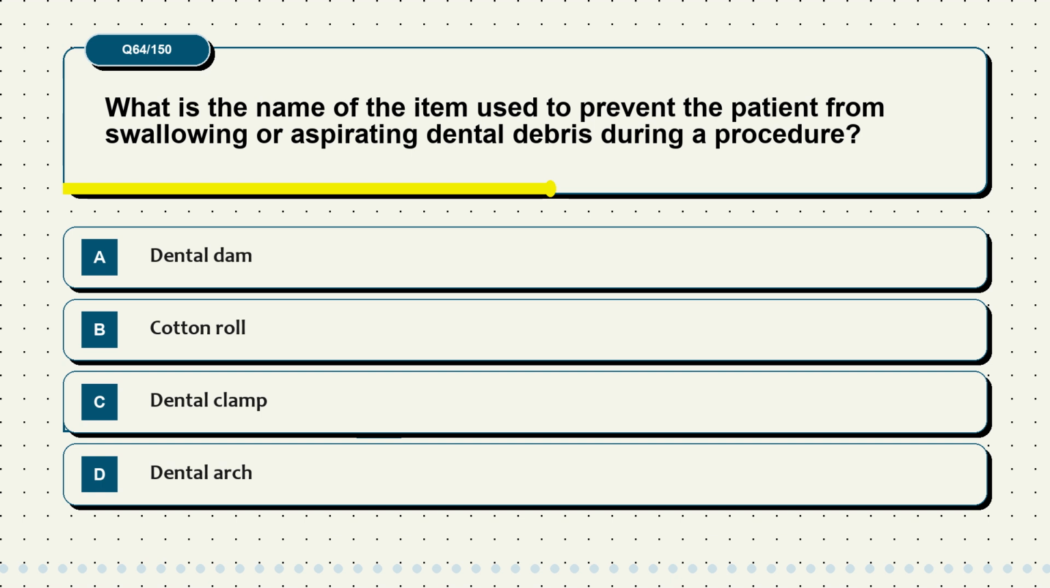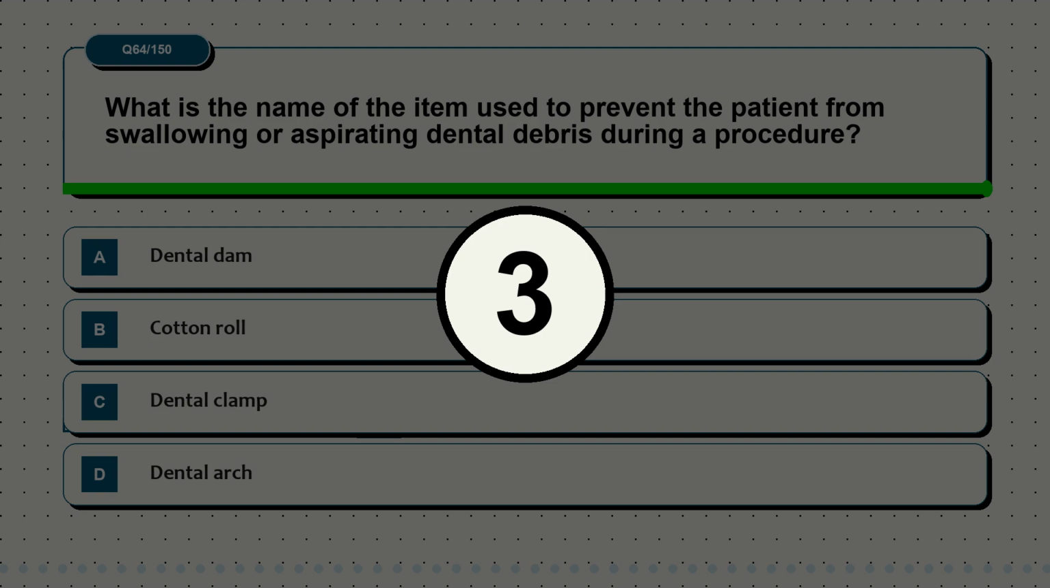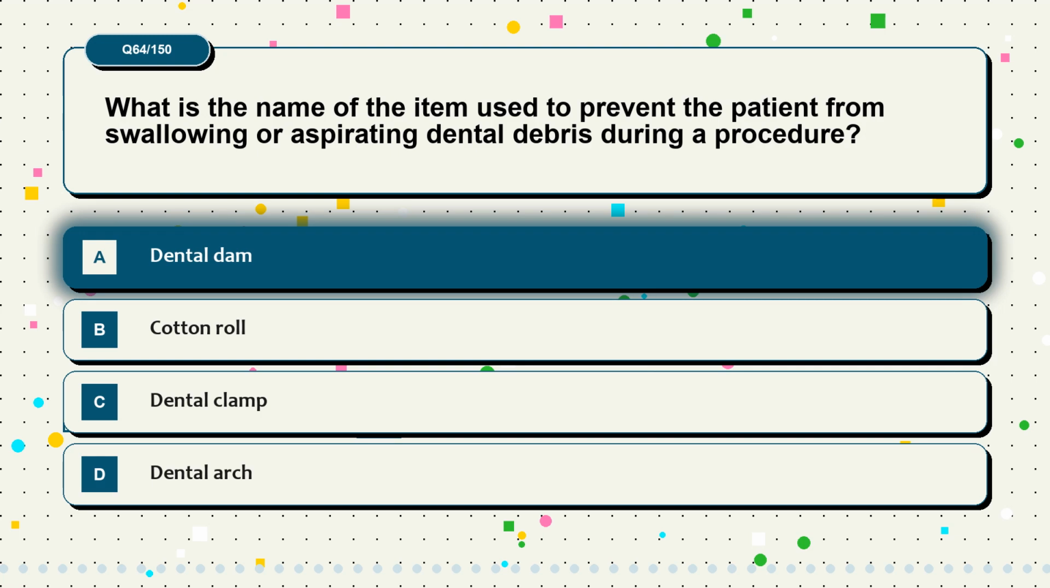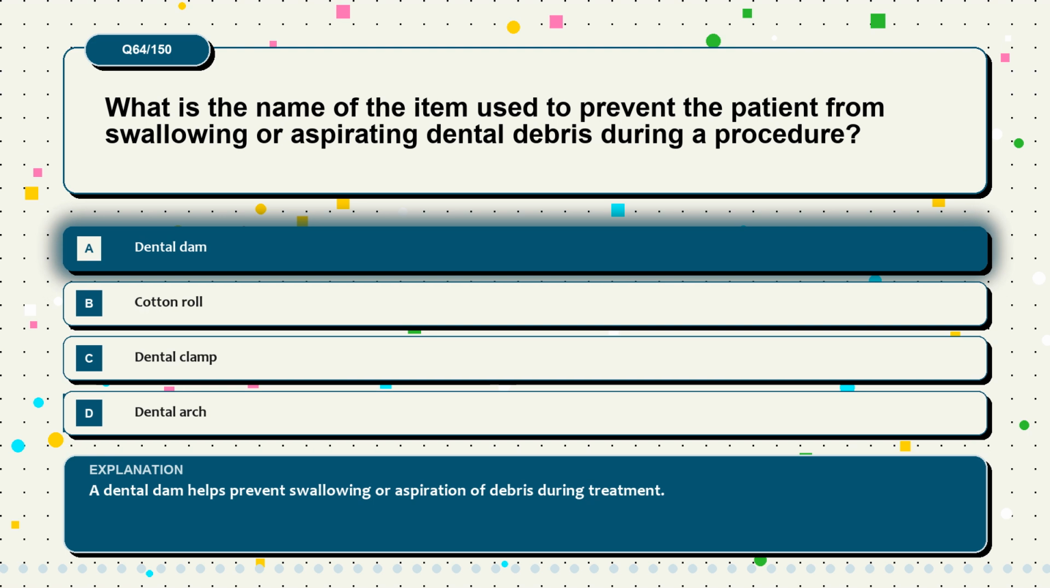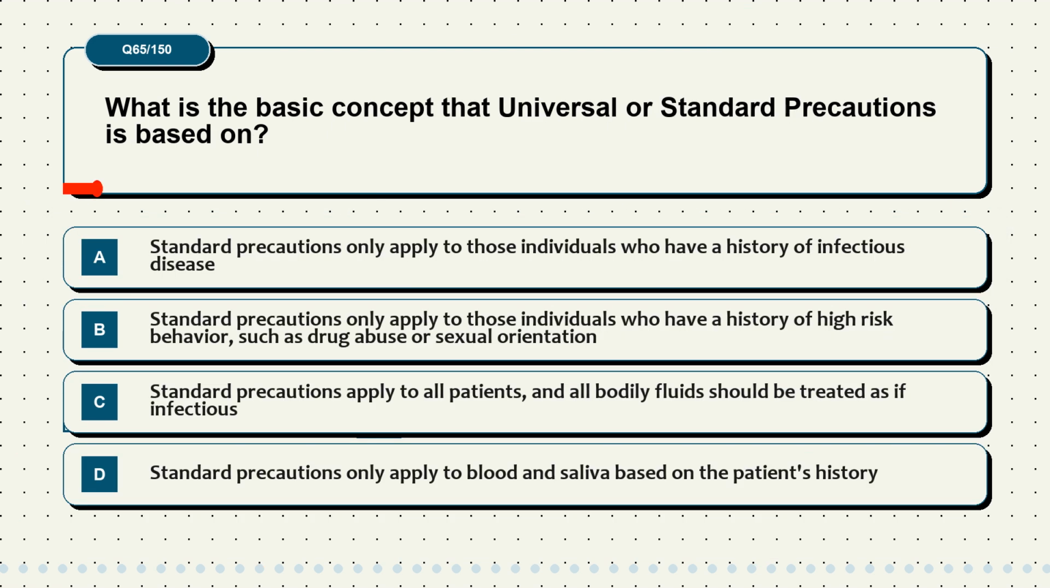Option A. Dental dam. Option B. Cotton roll. Option C. Dental clamp. Option D. Dental arch. The correct answer is option A. Dental dam. A dental dam helps prevent swallowing or aspiration of debris during treatment. Question 65. What is the basic concept that universal or standard precautions is based on?